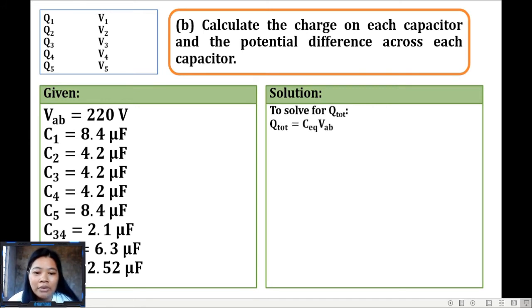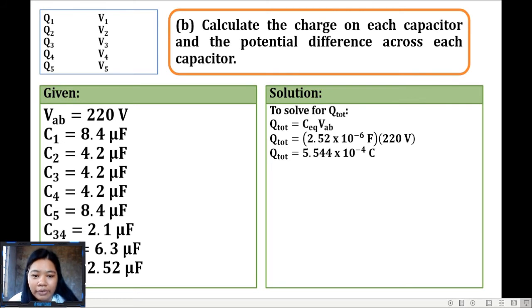So Q is equal to equivalent capacitance times potential difference. So this is 2.52 times 10 raised to negative 6 farad times 220 volts. This gives us 5.544 times 10 raised to negative 4 coulomb total charge.